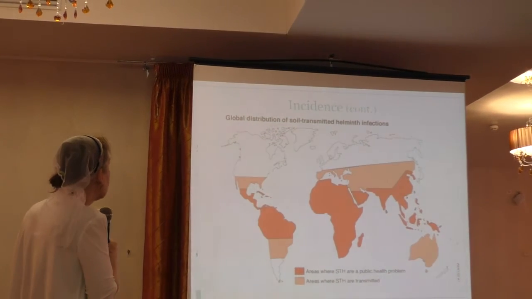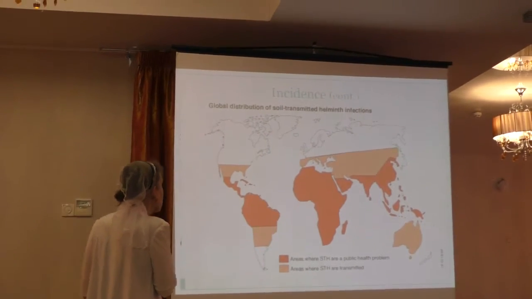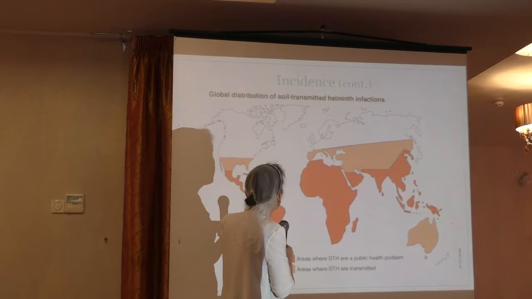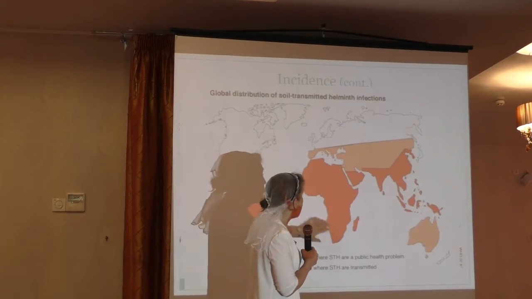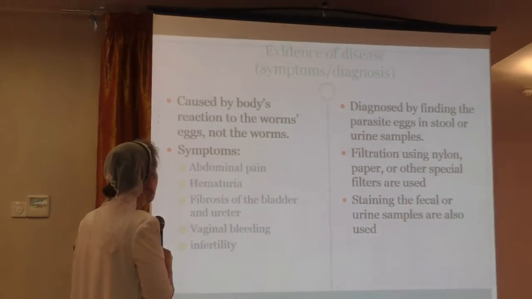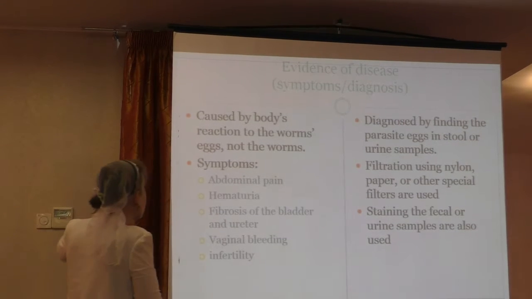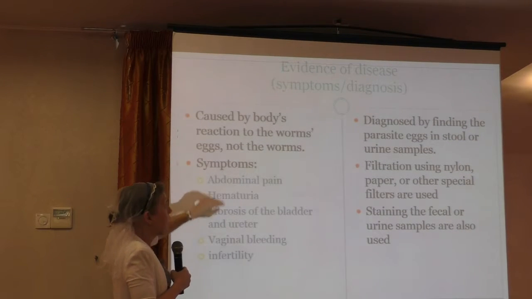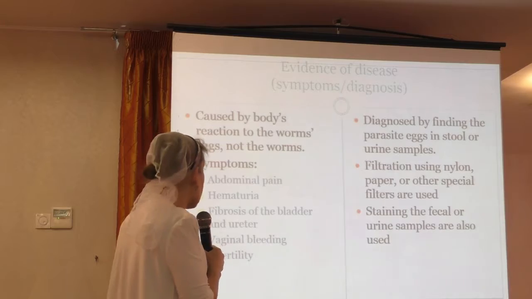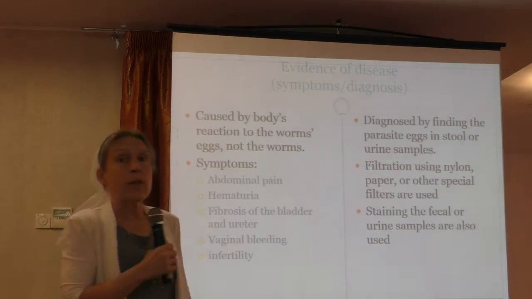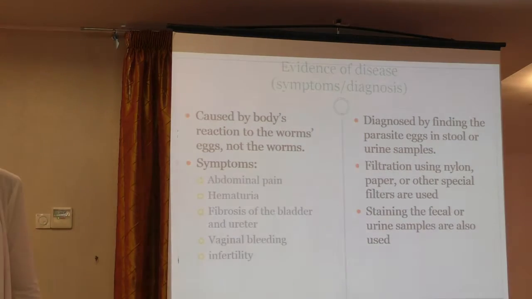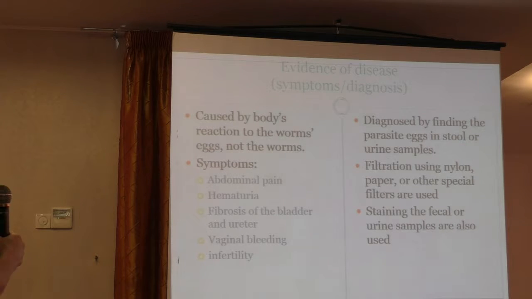All right, so where is it? It's in a lot of different places. Areas where schistosomiasis is a public health problem, it's all over Africa. All right. So the symptoms are caused by the body's reactions to the worms themselves. So you've got a lot of people who have chronic schistosomiasis infections. Like I said before, this is the third largest killer. 800,000 people die of schistosomiasis in Africa every year. So this is a very serious problem.